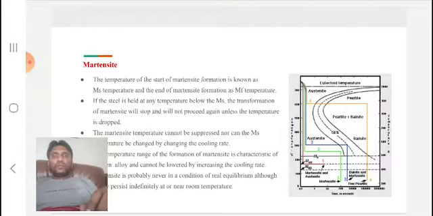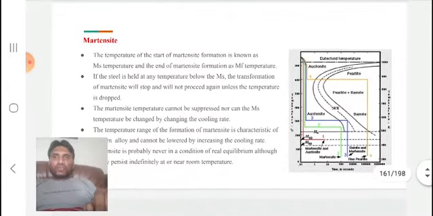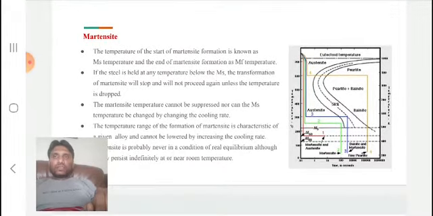When coming from higher temperatures, if any steel is held above 250 degrees centigrade, then the martensitic transformation will not occur. The martensite temperature cannot be changed by changing the cooling rate. So for the martensite phase to occur, it should be directly quenched to below 250 degrees centigrade.